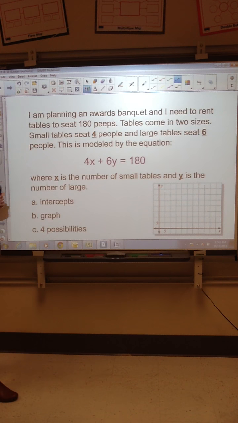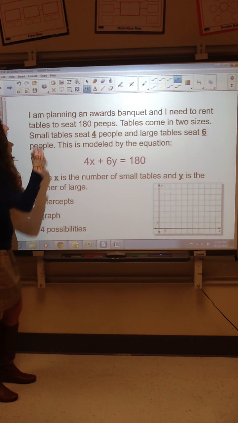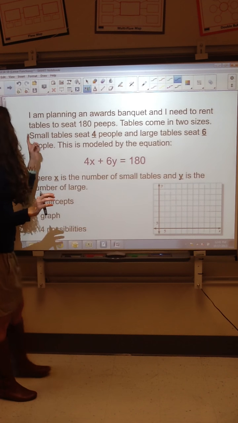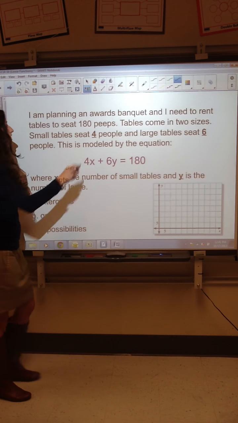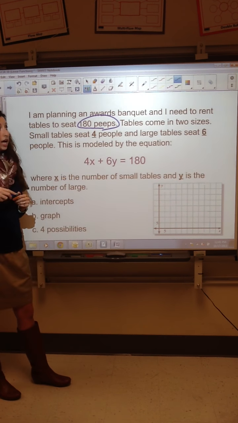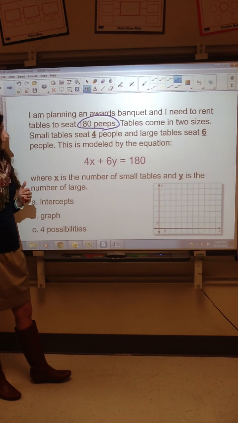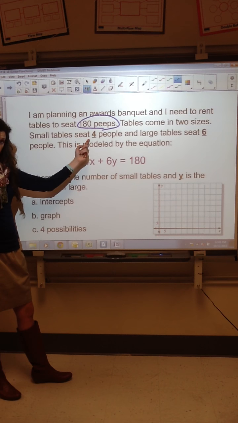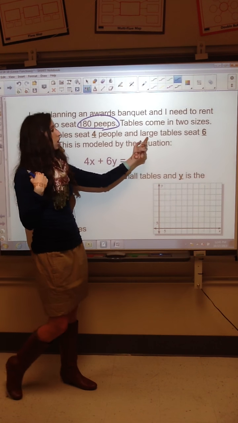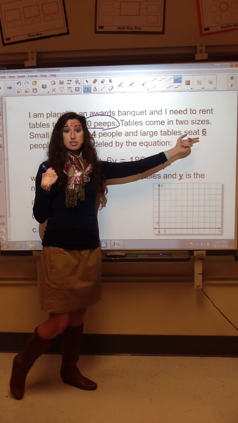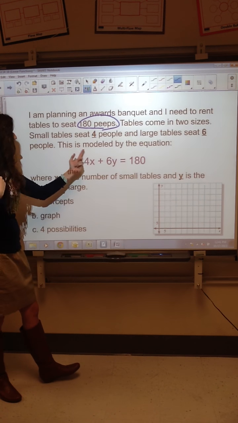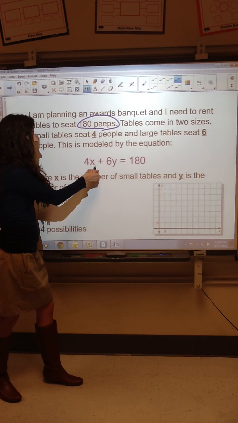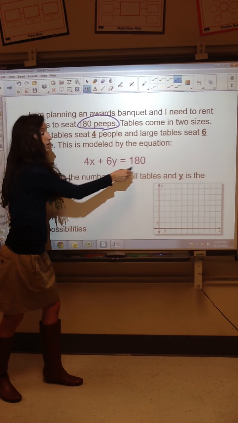Here's a word problem because you love them. I know. I am planning an awards banquet because I love to throw parties. Okay? I need to rent tables that are going to seat 180 peeps. Tables come in 2 sizes. I have small tables, and these only seat 4 people. Or I have large tables, and they're going to seat 6. This is modeled by this equation. 4x plus 6y equals 180.